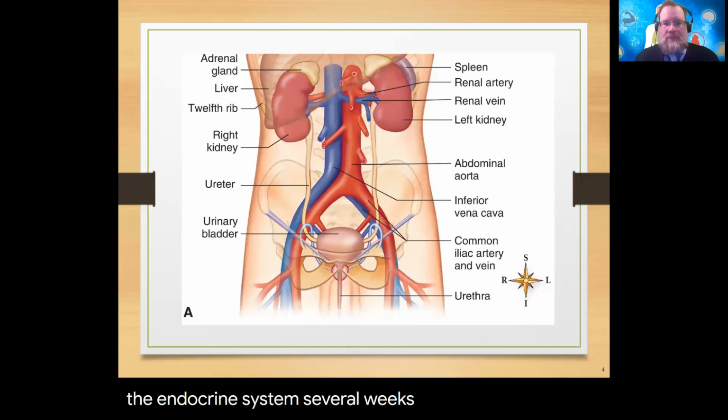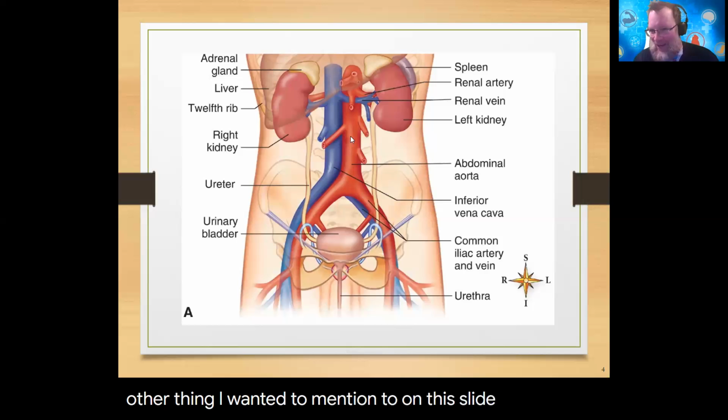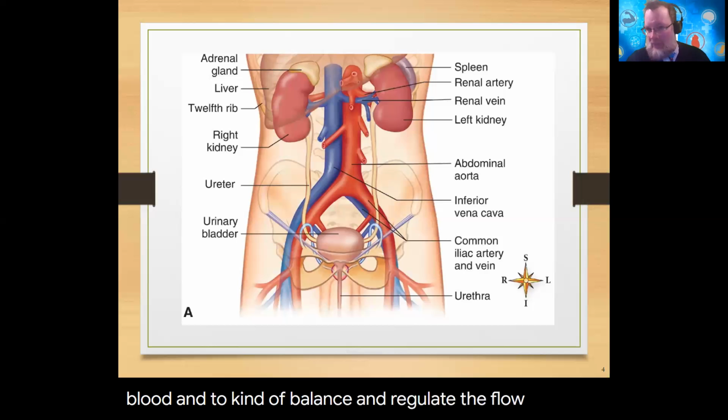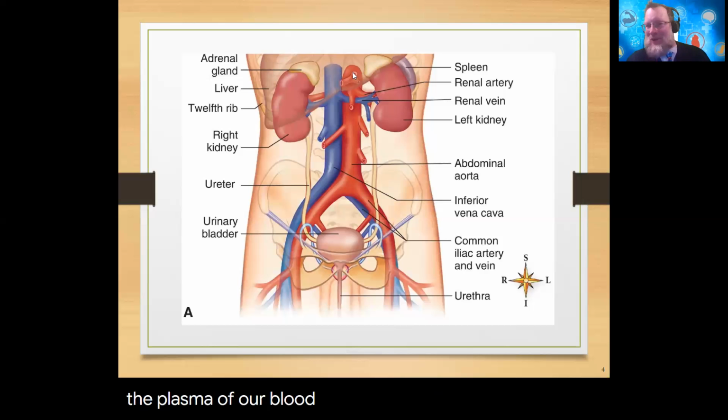So anyhow, the other thing I wanted to mention on this slide is we see a lot of red and blue. If the kidney's main role is to filter blood and to balance and regulate the fluid and the plasma of our blood, then certainly we need a way to deliver the blood to the kidney. So that's what we see here.